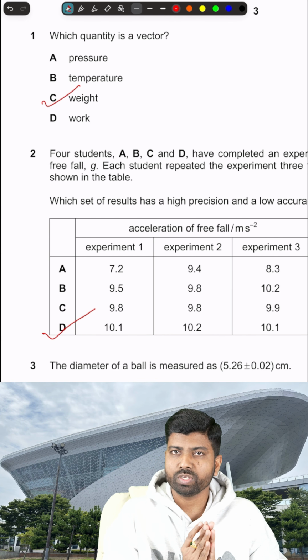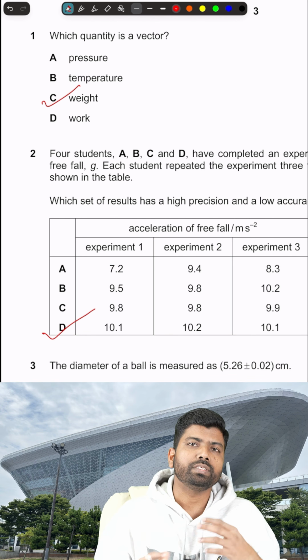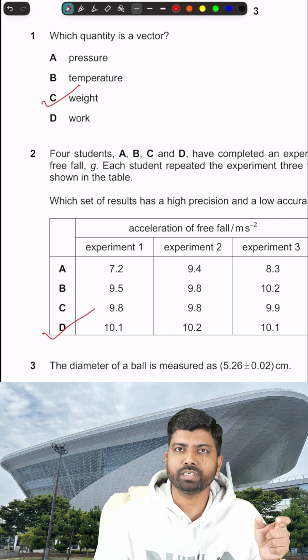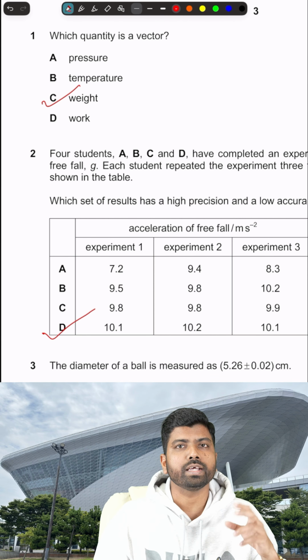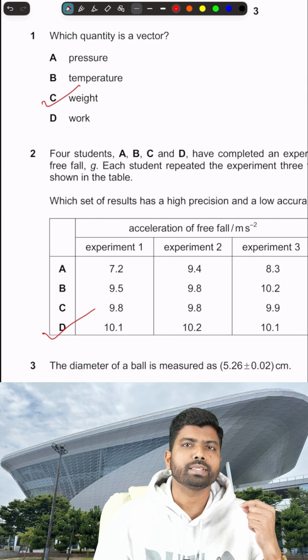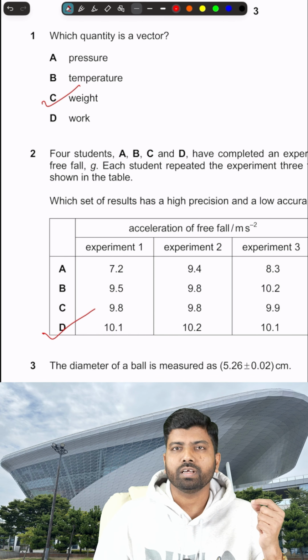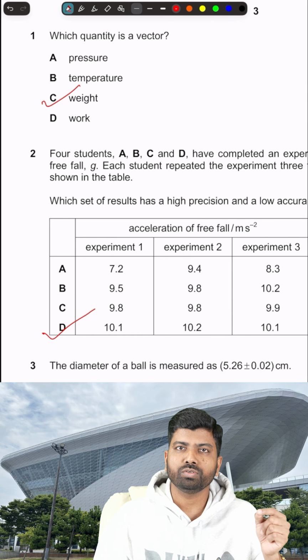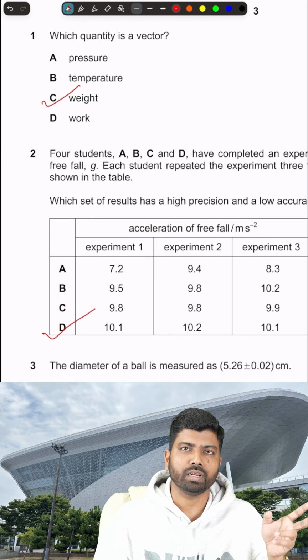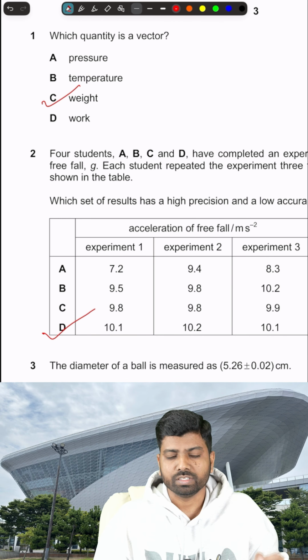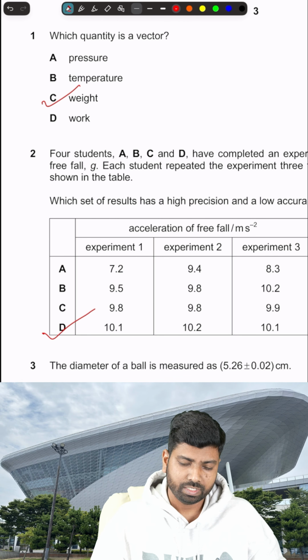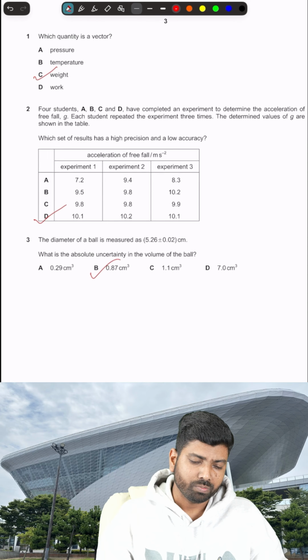When this type of question comes, you have to identify which physical quantity has only magnitude. If the physical quantity has only magnitude, then it is a scalar quantity. And if the physical quantity has both magnitude and direction, then that physical quantity is known as a vector quantity, right? Now let us focus on question number 2.